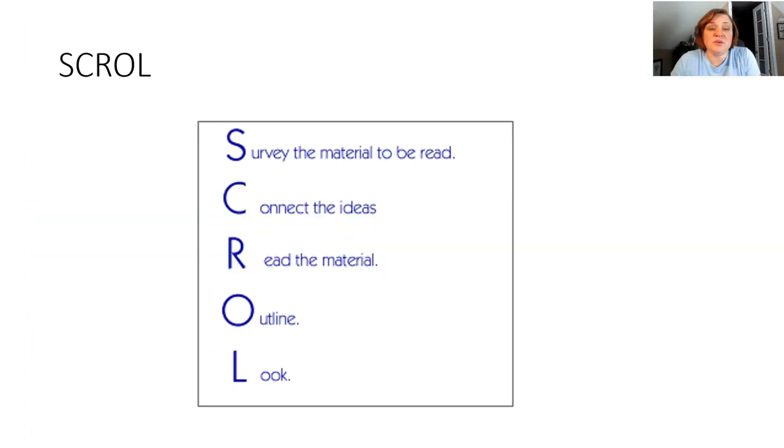Another way to look at note-taking is called the scroll method. This is especially good for your textbook. Look at the survey or look at the material that's going to be read. So if it tells you you've got 10 pages to read, just basically kind of do a quick glance at, look to see how many main topics there are. Is it one main section or is it multiple sections? What is it overall that you're going to be reading about?